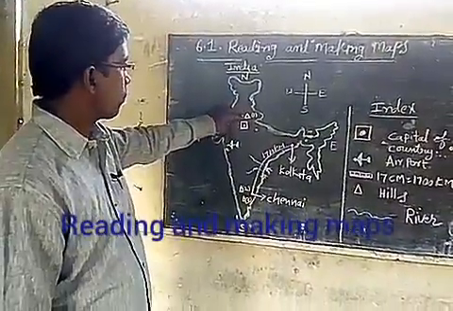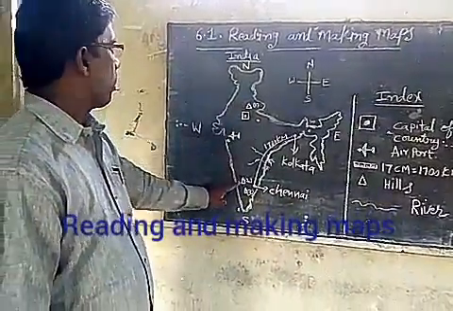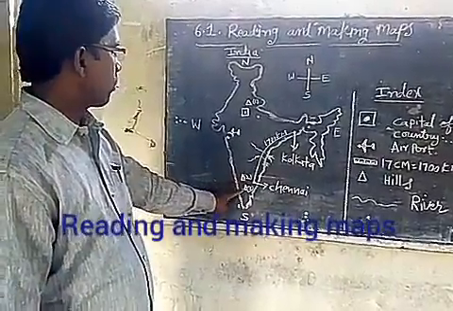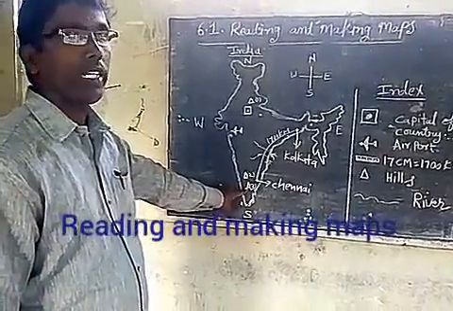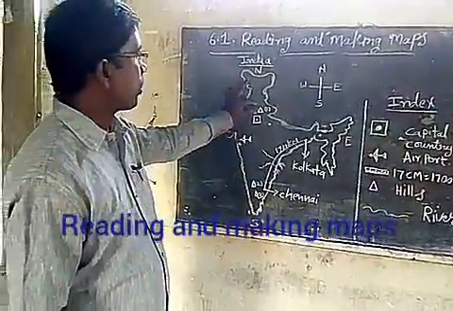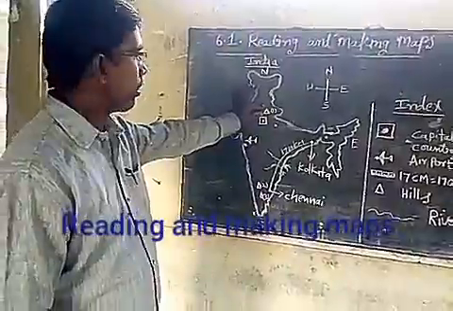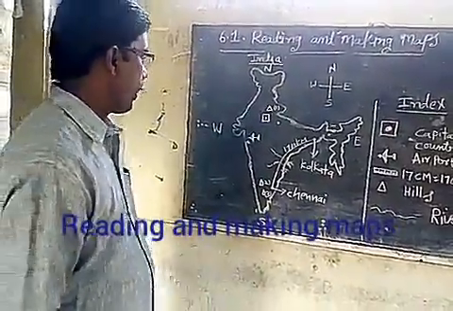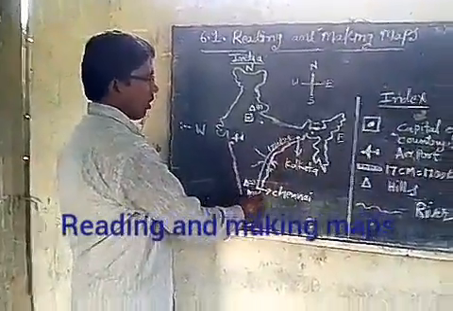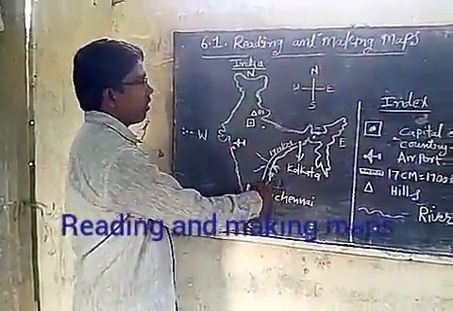Here you see Mussoorie. Next, Ooty and Kodaikanal. These are the hill stations. These hill stations are shown with a delta symbol.